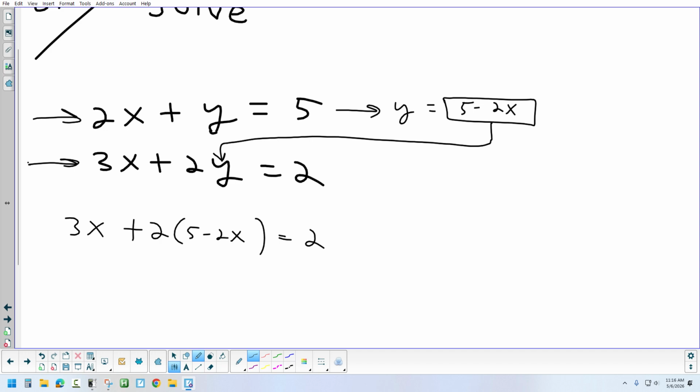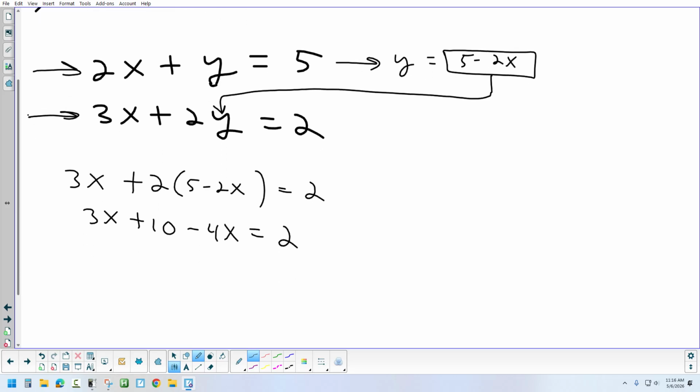And Sarah, what do I have to do with that now? Can you tell me what I get when I distribute the 2? Plus 10 minus 4x. That's good. Okay, Kylie, my next step. Add like terms. Yeah, we can combine those like terms. What do you get on the left side when you combine your like terms? Negative x plus 10. So 3x minus 4x gives us negative x.